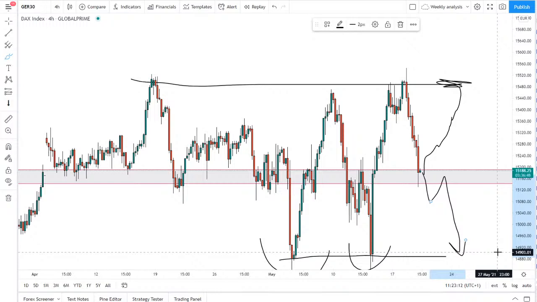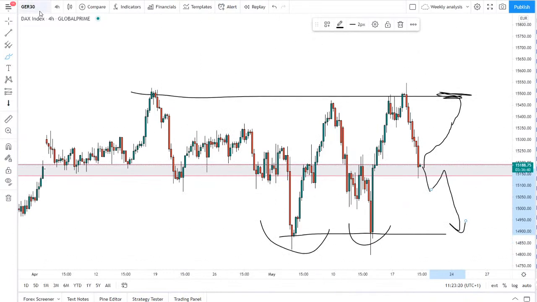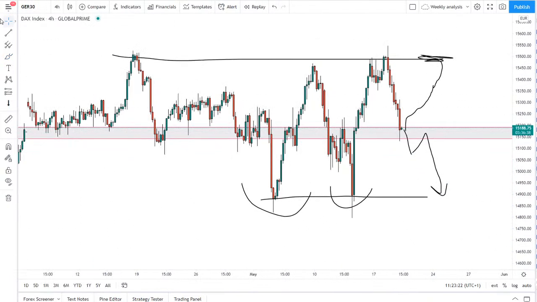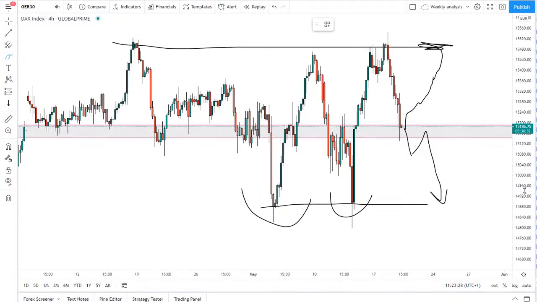Yeah, potentially could be a triple top. But for a triple top to really play out, you really want to see a break of that support there in the market. You want to see a break of this support in the market, because if you're following the structure in the market, we're still technically bullish.